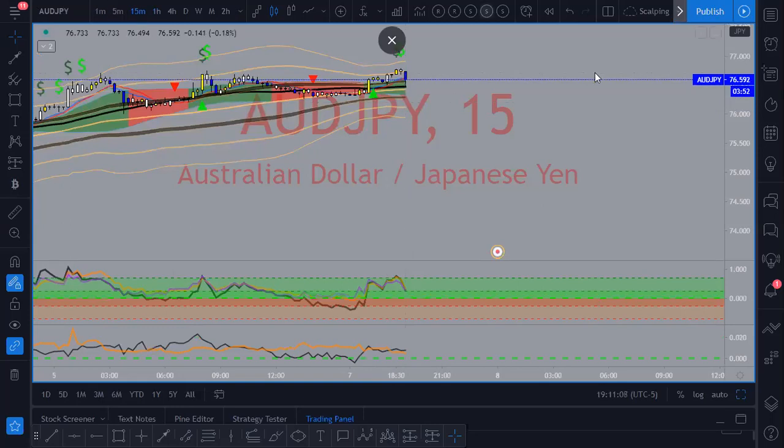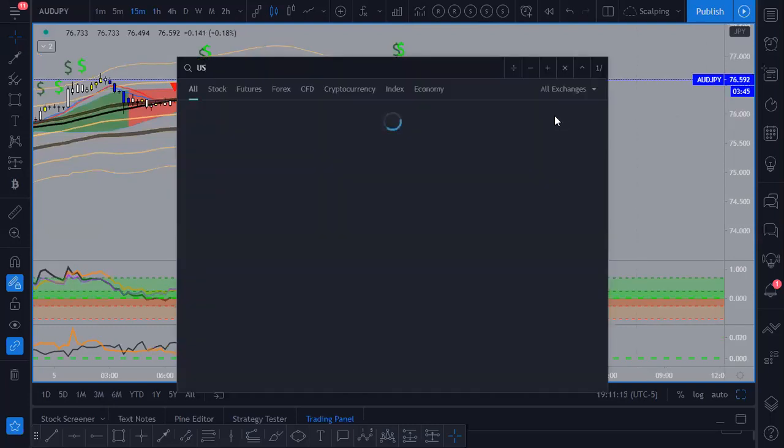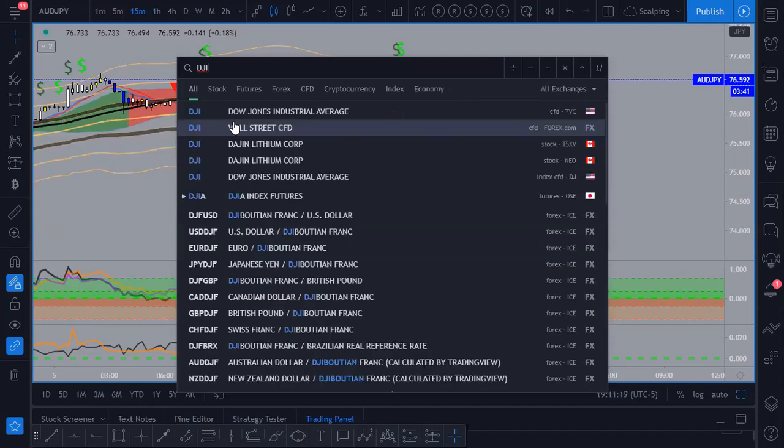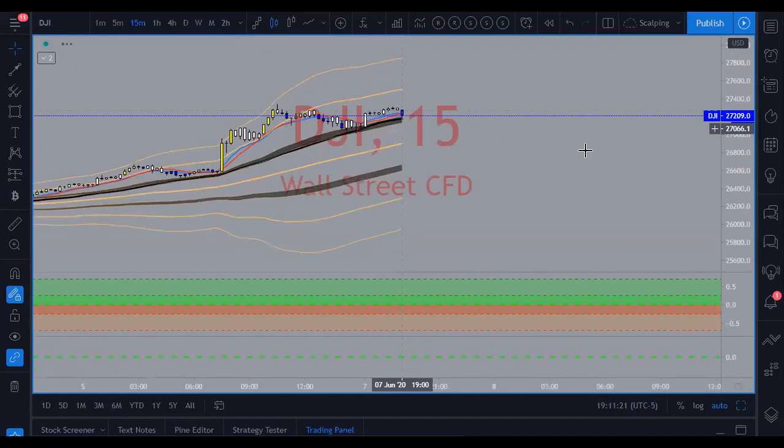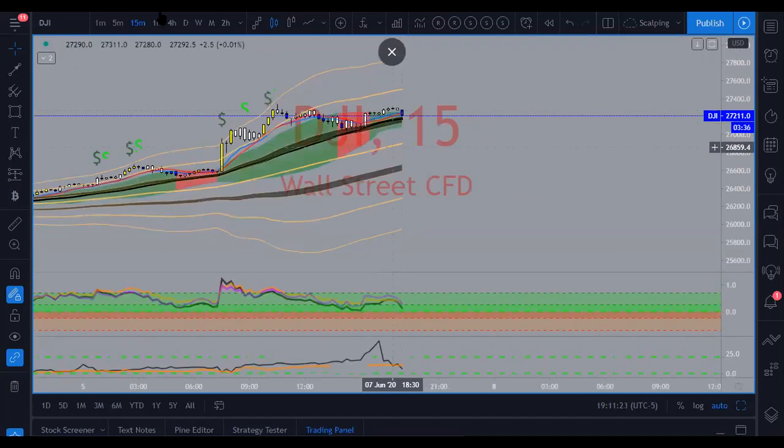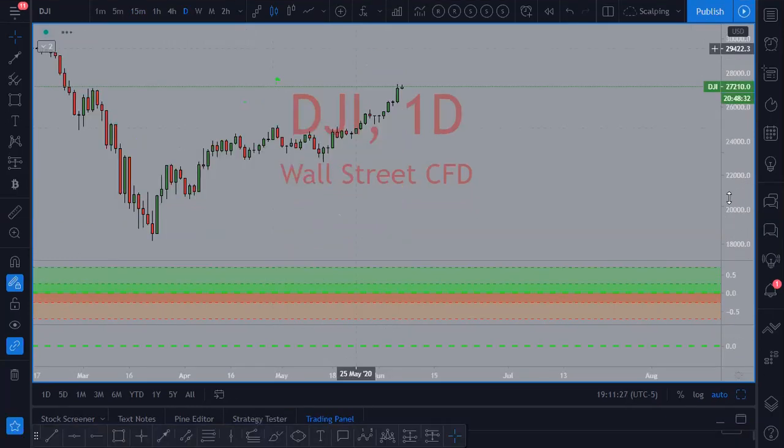All right, and Lorena, you did say that you wanted to look at US 30. Thank you for reminding me. I did not look at the US indices. All right, well, let's not look at the 15-minute right now. Daily time frame. Let's see.